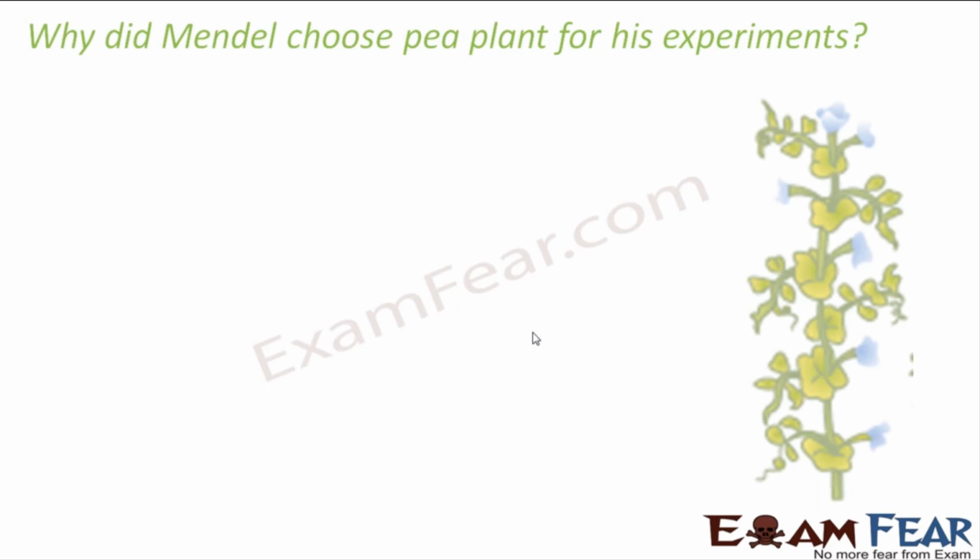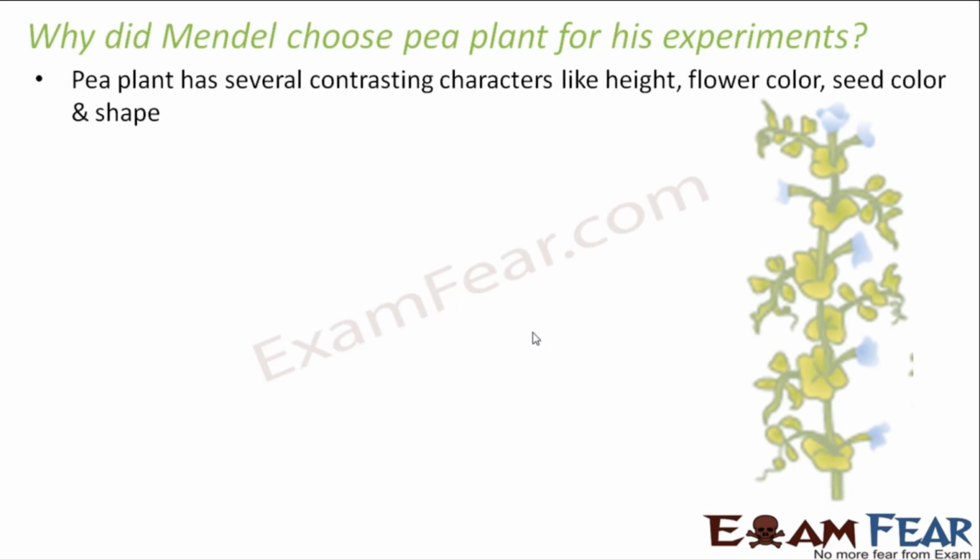Because there are certain properties in the pea plant which make it very special for these kinds of experiments. The first was that the pea plant has several contrasting characters like height, flower color, seed color and shape. In order to perform cross-pollination or self-pollination, Mendel needed different characters. The plant should have different properties, so that he can check which characters are getting transmitted to which offspring, right?